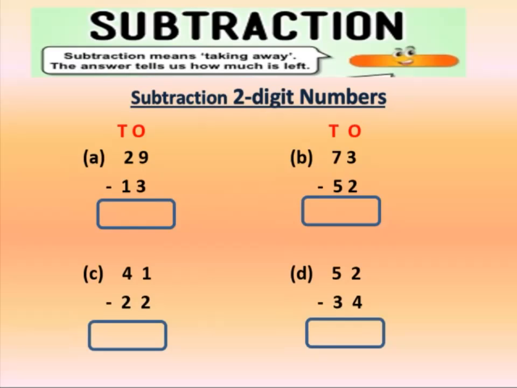All of you know that in subtraction, we first do subtraction in the ones column. Right? We'll start from the right hand side of the question. So in ones place, we have 3 and 9. We have to subtract 3 from 9.